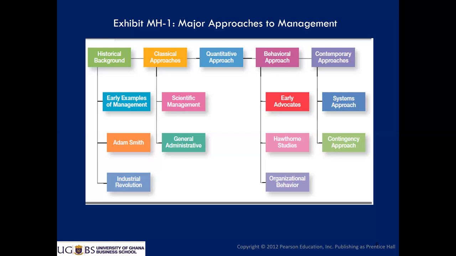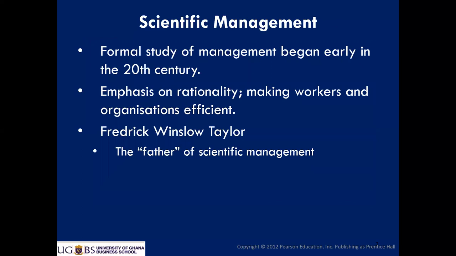So we are going to take some of these and discuss them in detail. We have already looked at the historical background, so we cannot study management now without understanding the historical background. Look at the early examples of management, look at the work of Adam Smith and his recommendation, the fact that if you want to gain economic advantage, and of course, organizations ensure that they put in strategies that will give them competitive advantage. Competitive advantage is another way to say economic advantage, because they want to be market leaders in some way or in some form.